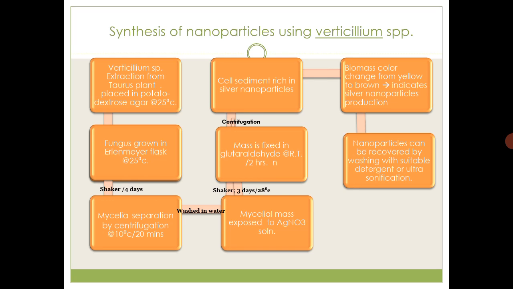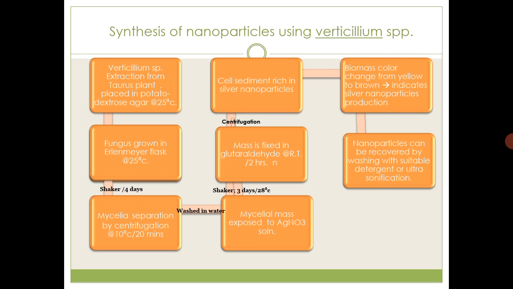This MGYP medium is composed of 3% malt extract, 1% glucose, 0.3% yeast extract, and 0.5% peptone. These ingredients are essential for the growth and preservation of this species, and therefore we must inoculate and store this species in the MGYP medium in the Erlenmeyer flask at 25 degrees Celsius. We have to keep this species in this medium under shaker conditions for 4 days.